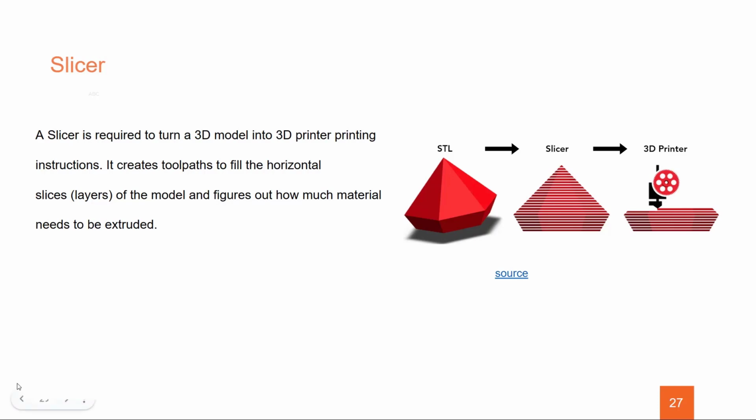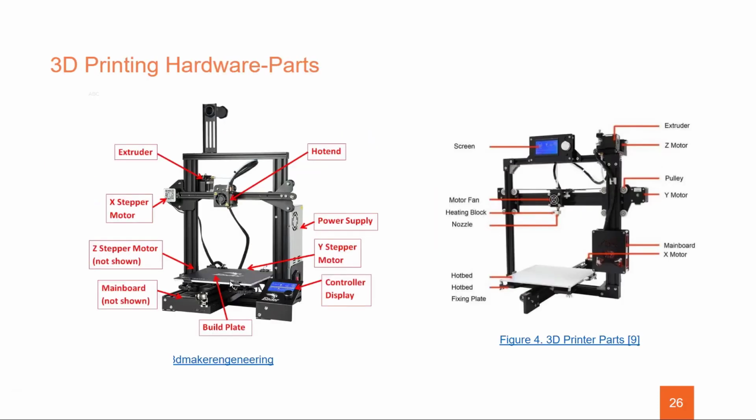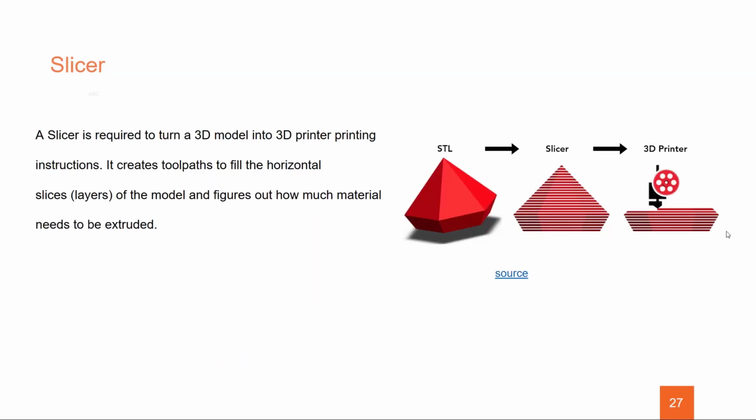Remember the build platform. There's a build platform, and then the nozzle, the extruder. The filament goes through here, and this is where it is going to be heated. Then once the nozzle is close to the surface of the build plate, it layers the molten, soft filament onto the platform for it to take shape. Then it's finally 3D printed.